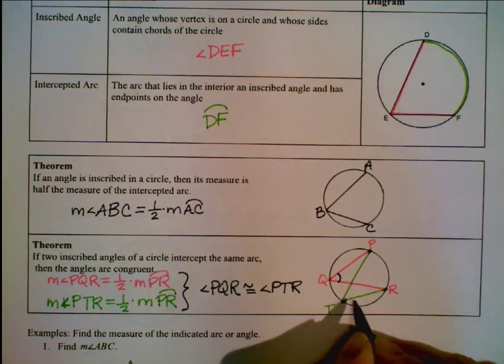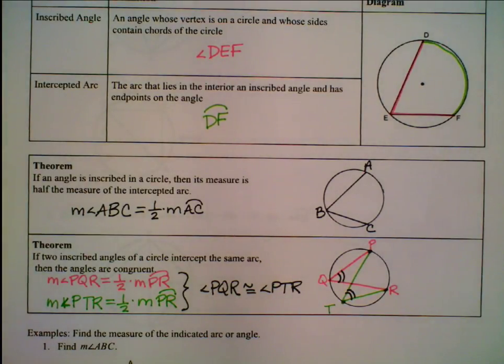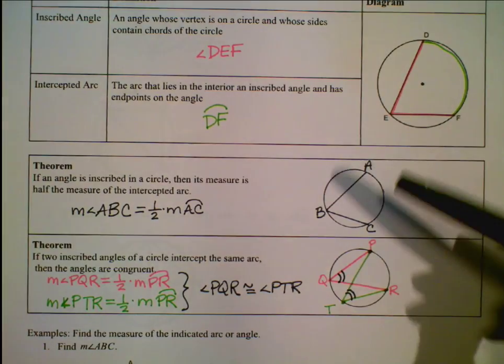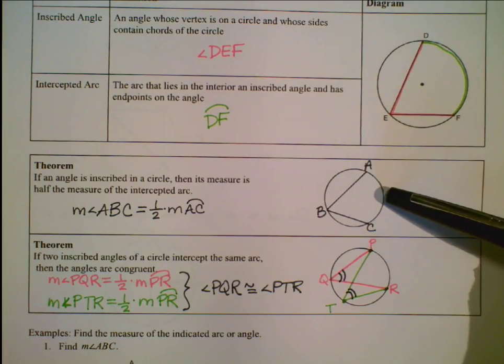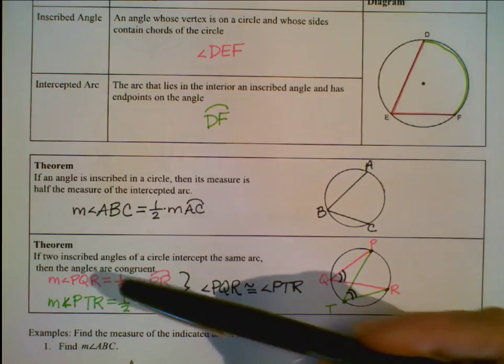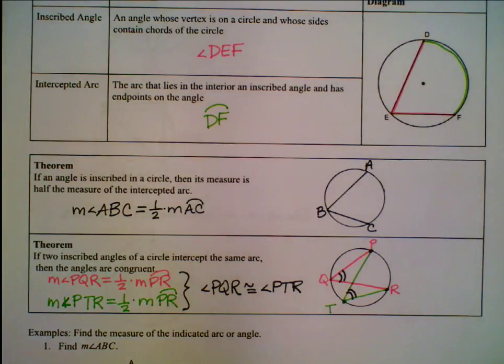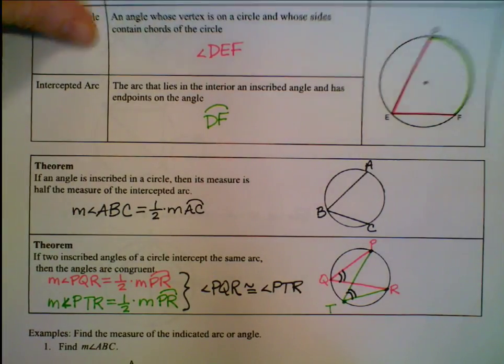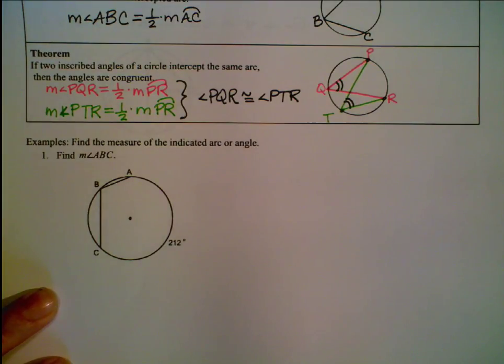So this angle PQR and this angle PTR are going to be congruent to one another because they intercept the same arc. All right, so that takes care of our two relationships that we need based on these definitions that we've talked about at the top. The measure of the inscribed angle is 1/2 of the measure of its intercepted arc, and if two angles intercept the same arc, then they have to be congruent to one another. So with that in mind, let's look at some examples. We have example 1 here at the bottom of the page and then a few more examples on the back.